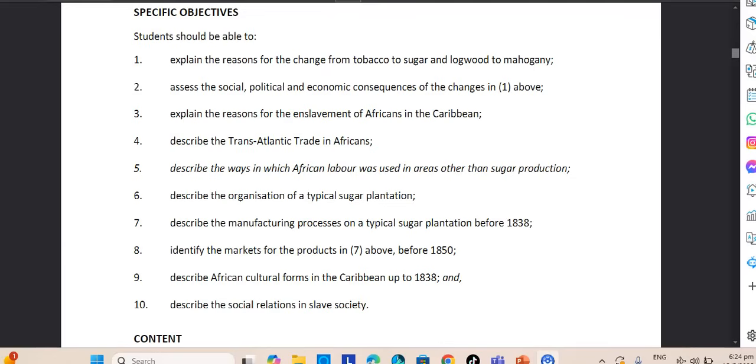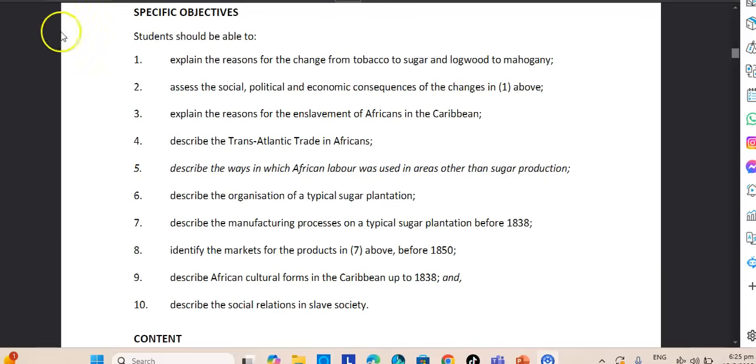So, in conclusion, the shift from tobacco to sugar and from logwood to mahogany brought immense wealth to the Europeans and their colonial elites, but it came at severe social, political, and environmental costs. The Caribbean was transformed into a region of racially based plantation societies, colonial oppression, and economic dependency, laying the groundwork for the centuries of inequality and underdevelopment that persisted long after slavery was abolished.